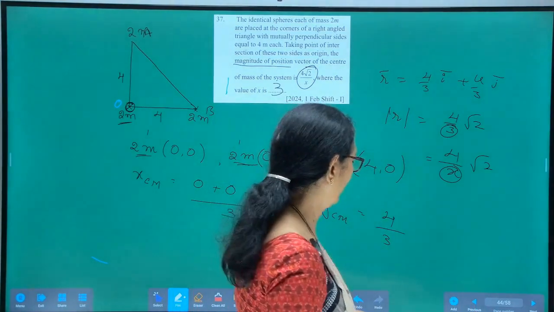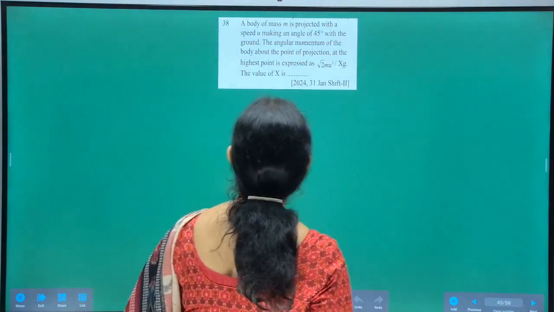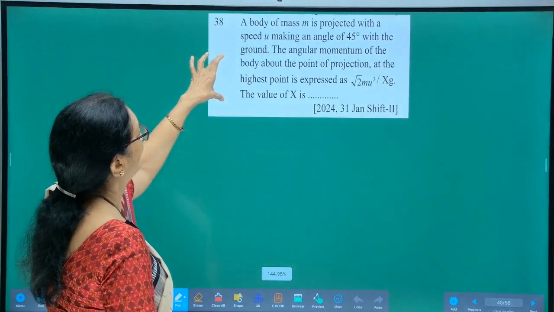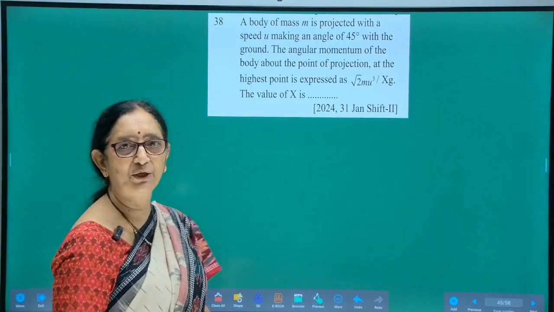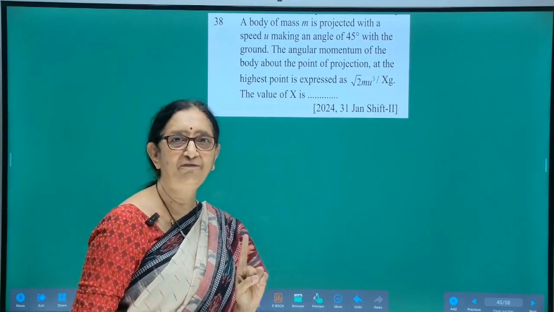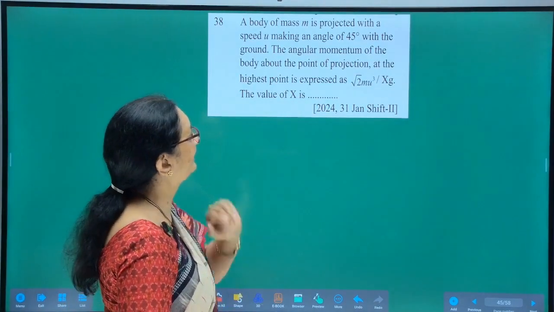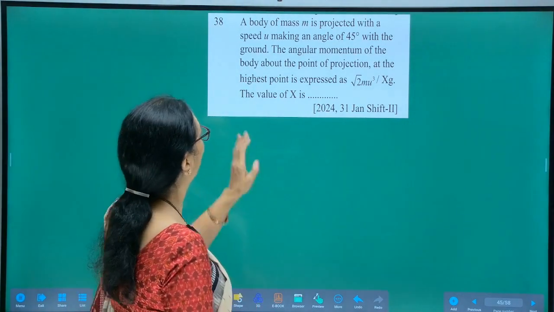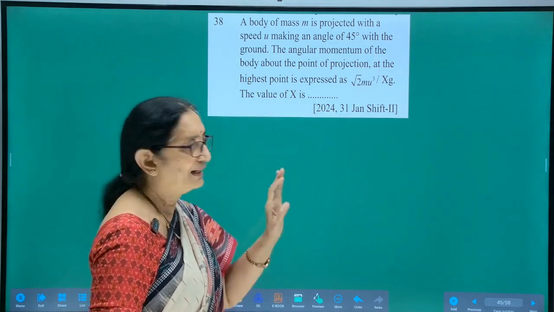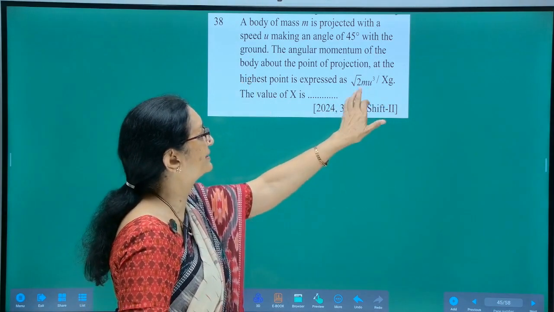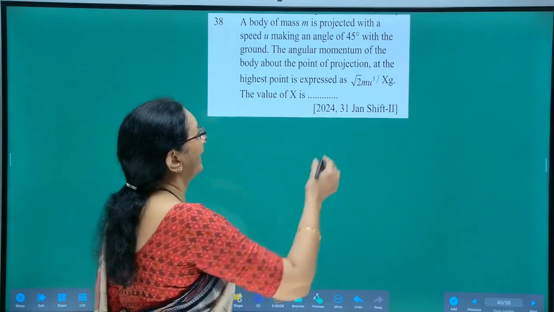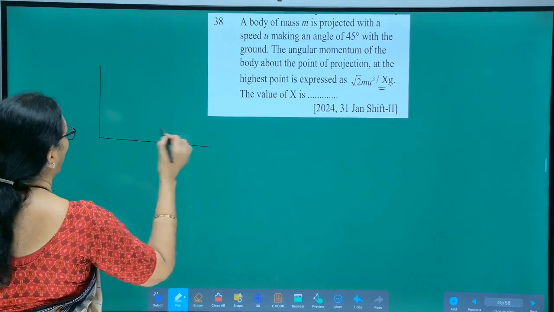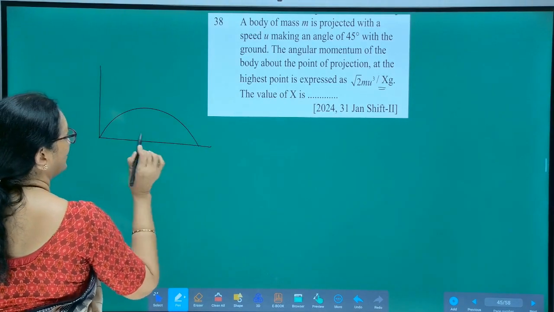Okay. So, move to the next model. Look here. A body of mass m is projected with a speed u making an angle 45 degrees. Find its angular momentum with respect to the point of projection at the highest point. So, actually angular momentum is expressed like this, you need to find out x here. So, we have done the problem of same type in yesterday's class also.